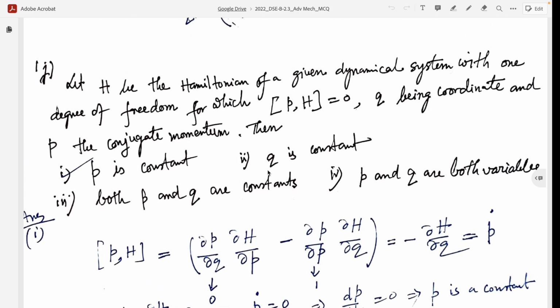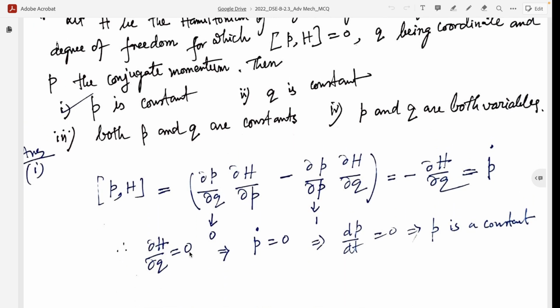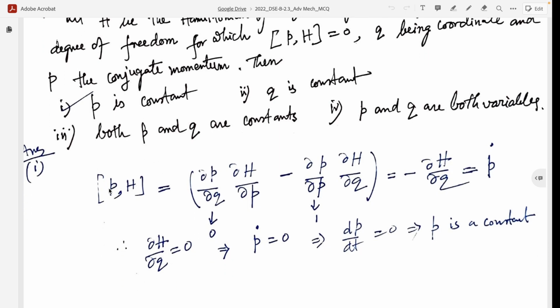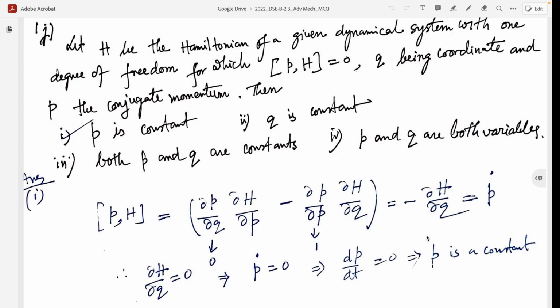Now, del H by del q equals 0, because for the Hamiltonian of the system with 1 degree of freedom, this Poisson bracket equals 0. So the Poisson bracket equal to 0 means del H by del q equals 0, and this implies p dot equals 0. p dot means dp by dt equals 0, and this implies p is a constant of motion. Thank you.